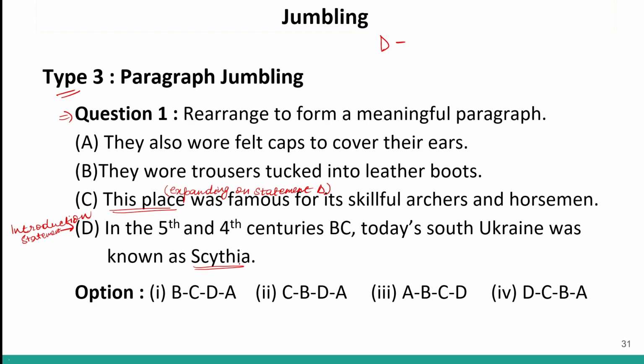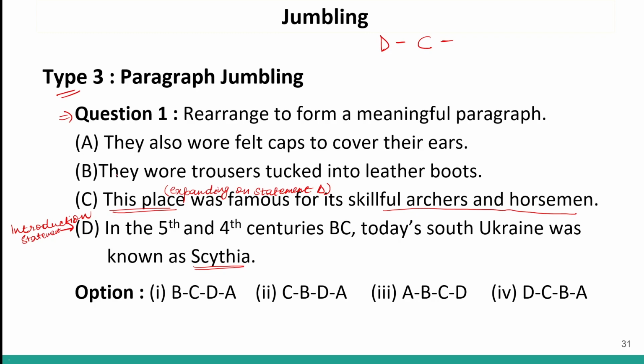How? Because over here we introduced the idea of Scythia, and C expanded it, saying that this place was famous for its skillful archers. So I can say that C will come after D. They form a logical pair, right? Now in sentence C, we are talking about archers and horsemen.